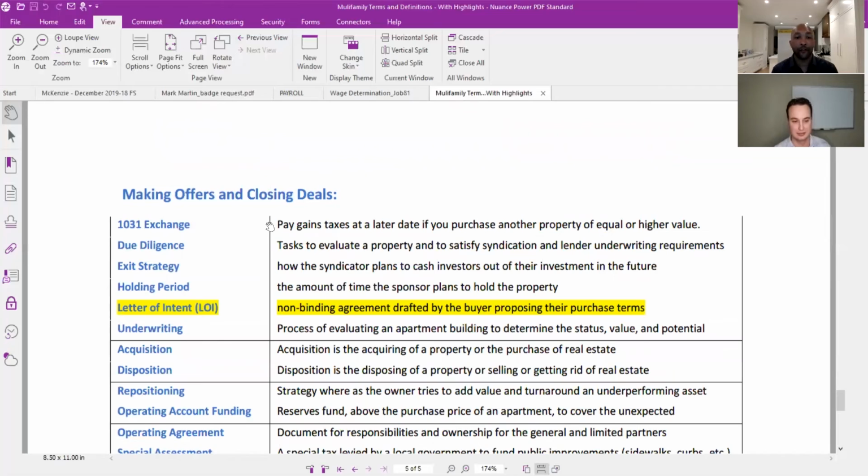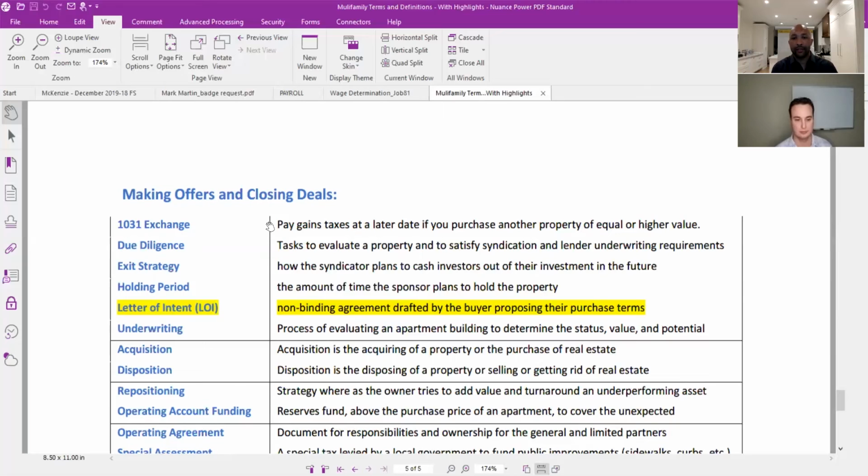So under making offers and closing deals, we have the letter of intent. Now the letter of intent is a non-binding agreement drafted by the buyer proposing their purchase terms to the seller. The seller would then get the letter of intent and review the offer, right? And if they agree with your terms, they'll sign it, and that will give authorization basically to move to a purchase and sale agreement. That's the main contract that would drive the purchase of the property, right?